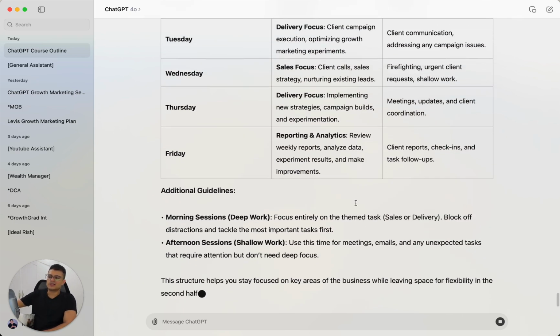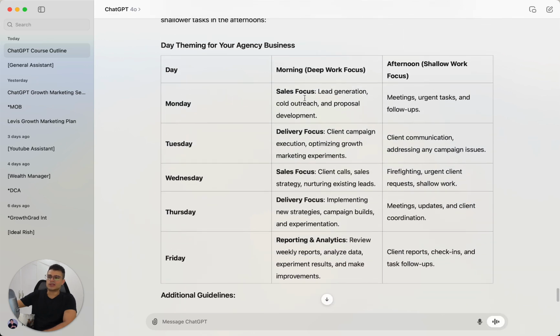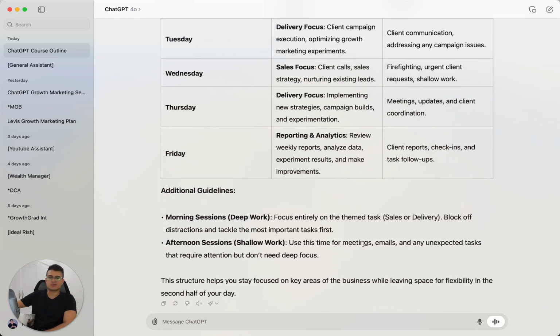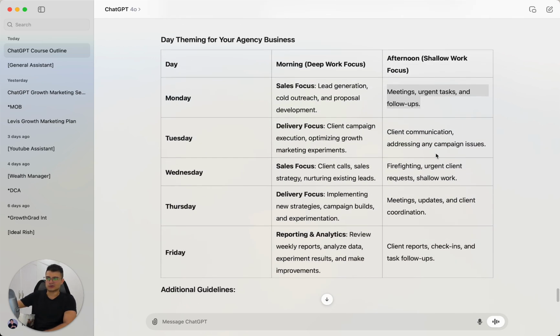So the morning is for deep work. Some mornings are for sales and some mornings are focused on delivery. Again, the second half could be anything from client communication, meetings, and so forth. Then it's done the afternoon sessions for meetings. So most of my meetings are going to go there.